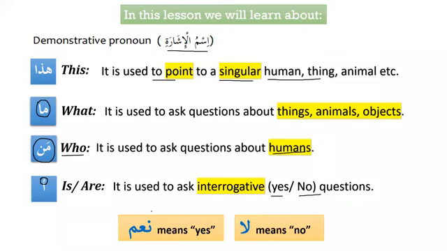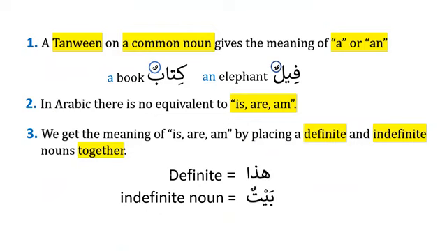And then we will learn about two particles. The first one is na'am, that means yes, and the second one is la, that means no. So these are particles, as we call them, huruf. So inshallah, these are our objectives of the lesson that we are going to learn, lesson number 1.